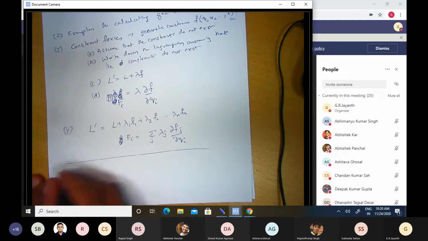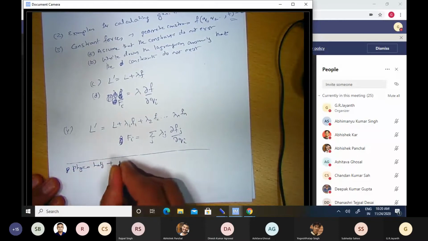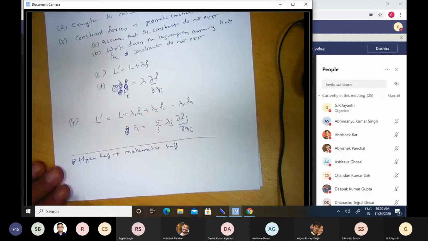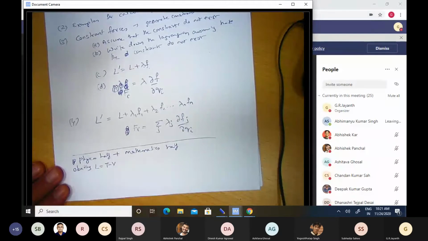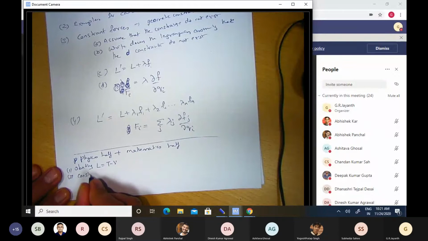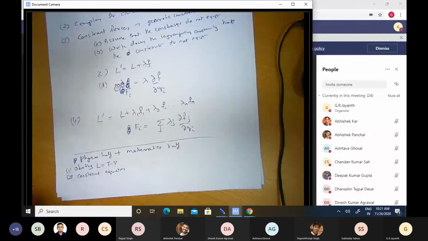Let me put it here. So there's a physics half and a mathematics half to solving the problem. The physics half involves obtaining the Lagrangian, T minus V. That's one part. Another part under the physics half involves obtaining the constraint equations. This too is specific to the problem that we are considering. So, for example, if you have a rolling cylinder, there will be a certain constraint equation relating the angle of that rotating cylinder to the displacement.